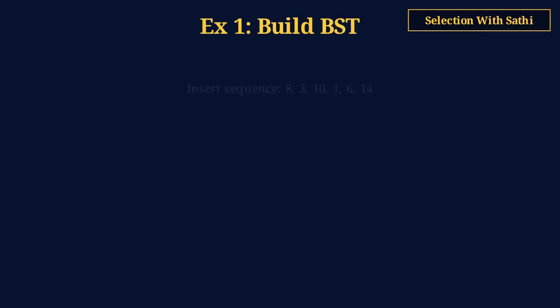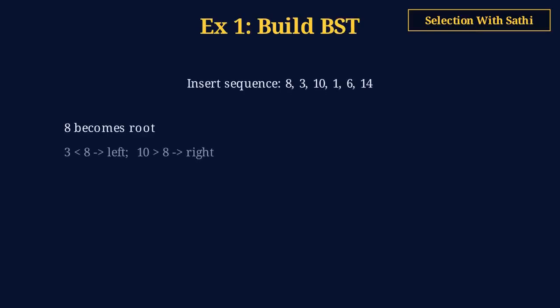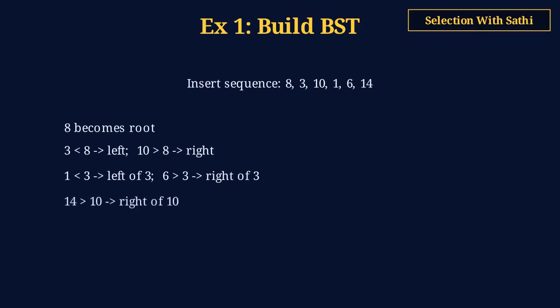Let's build a BST by inserting 8, 3, 10, 1, 6, 14. 8 becomes the root. 3 is less than 8, so it goes to the left. 10 is greater than 8, so it goes to the right. 1 is less than 3, goes left of 3. 6 is greater than 3, goes right of 3. 14 is greater than 10, goes right of 10.